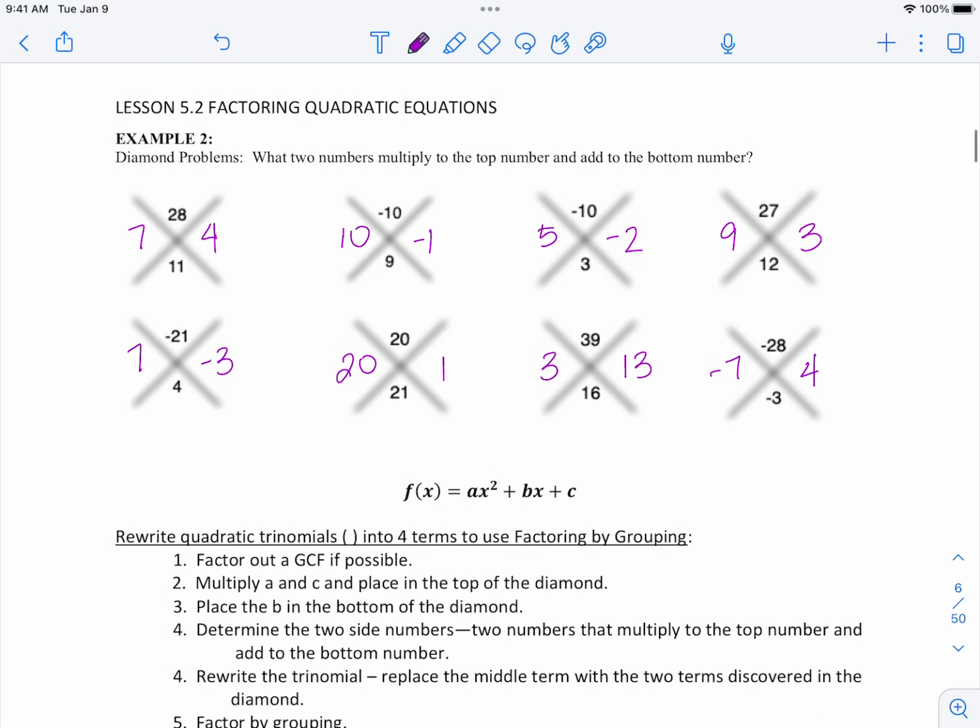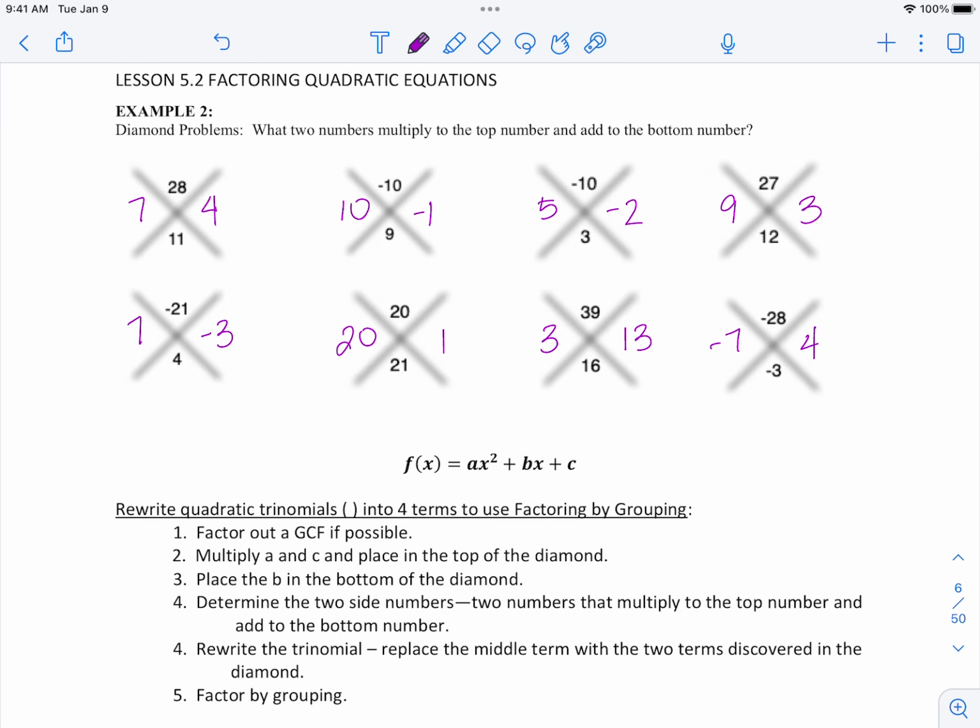All right, so now we're going to be looking at f of x equals ax squared plus bx plus c. And so we're going to rewrite these into 4 terms to use factoring by grouping. So first step is going to be to factor out a GCF if possible. We're going to multiply a and c and place it at the top of the diamond.